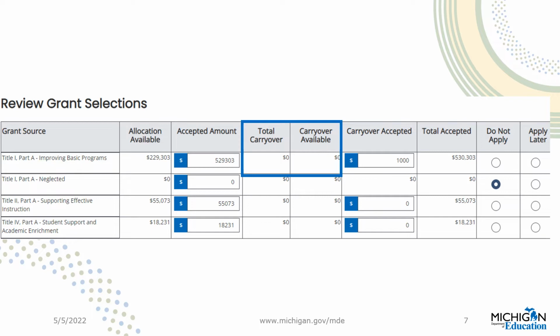This year, there will also be a Do Not Apply option available for an LEA to signal that they will not be applying for any of the listed federal funds. LEAs must either accept some amount for the grant, indicate they will not be applying for the grant, or indicate that they will be applying later for the grant. If any accepted value is entered for a grant, Do Not Apply or Apply Later cannot be selected.